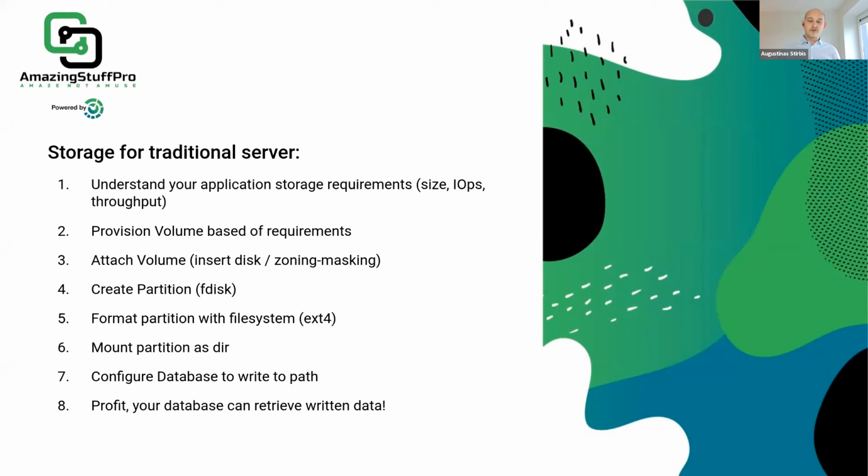When you create a partition, you need to format it with some choice of file system. When you have a file system, you need to mount it to a particular directory. And then the last thing is you tell your database engine to drop data files to that directory. And that's it, profit. You have a database which can write and read data from persistent storage.